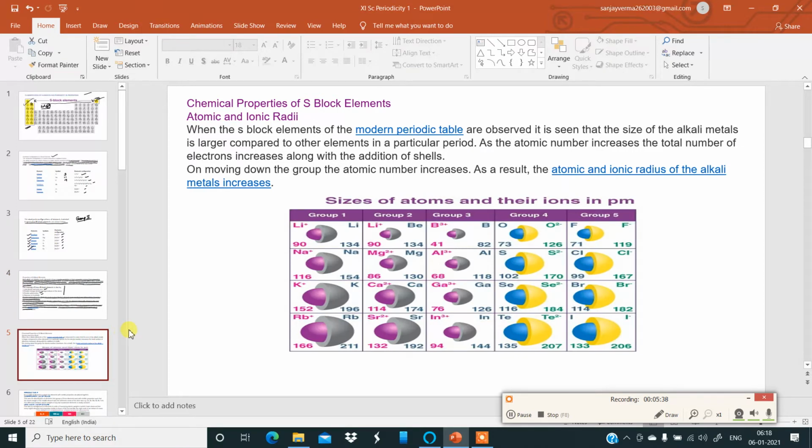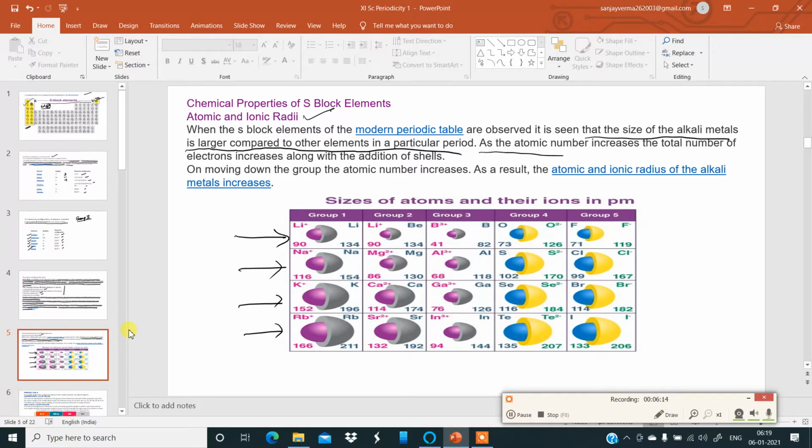Now, regarding the changes, the variation in chemical properties of S-block elements that I am talking about. Looking at the atomic and ionic radii, when the S-block elements of the modern periodic table are observed, it is seen that the size of the alkali metals is larger compared to the other elements in a particular period. Particular period, this way, you know. Comparatively, the size of the elements in the first period is larger than the others.